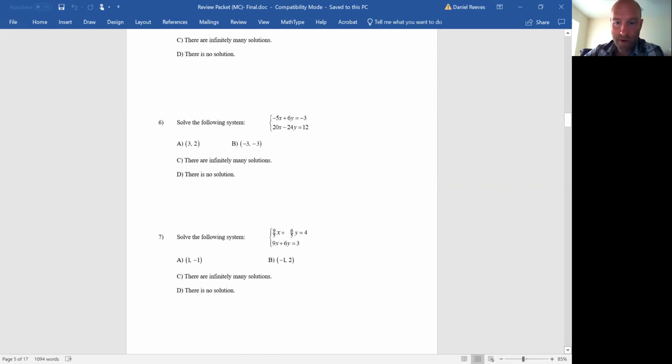Likewise, for number 7, if I multiply the top equation by 5, you'll notice that I just get 9x plus 6y equals 20. The second equation says 9x plus 6y equals 3. They can't both work. There's no value that would make that true. If I were to subtract, I'd get that 0 equals 17. 0 never equals 17. There is no solution. So D for that one.